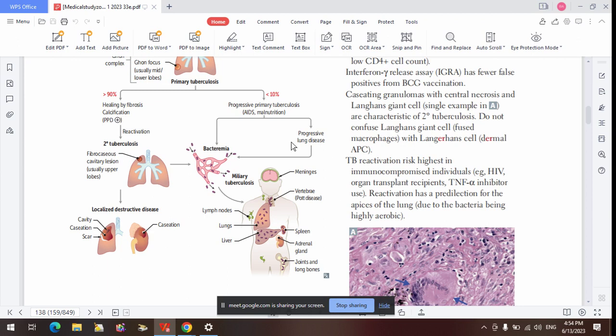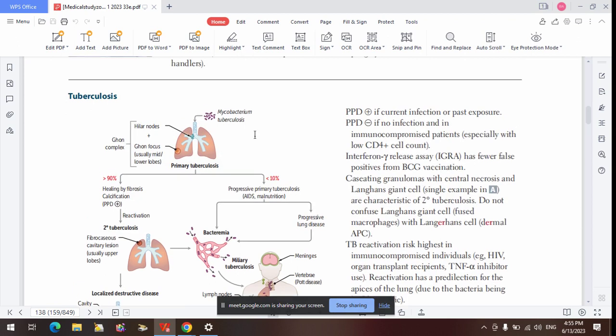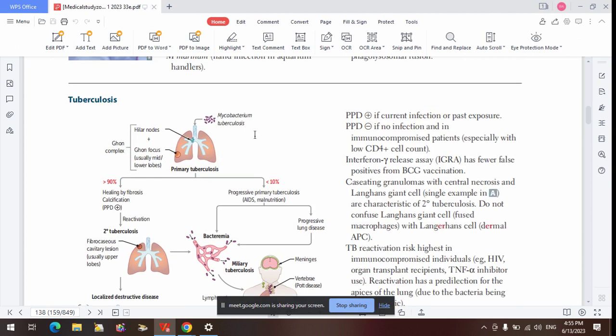Now, there's something we call the Ghon focus and the Ghon complex. You guys remember that when the bacteria come in initially, they are taken to the middle or the lower lobe of the lungs where you form the granuloma. But you remember that the lungs are drained by the lymph nodes. So all those antigens are also transmitted through the lymphatics to the lymph nodes. When they get to the lymph nodes, the granuloma reaction also occurs in those lymph nodes, particularly the hilar lymph nodes.